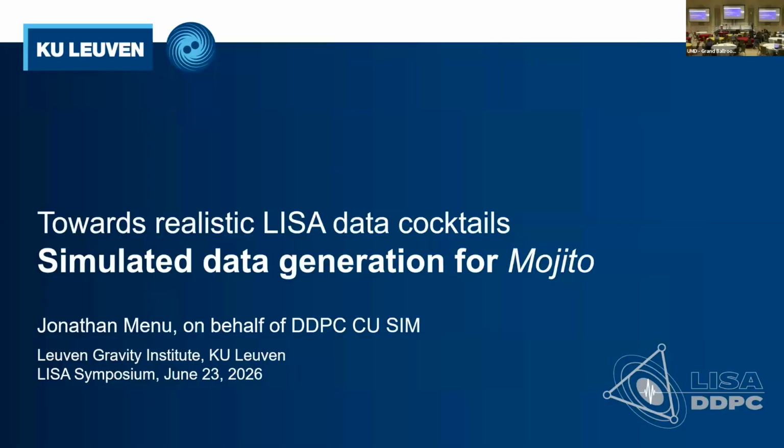All right, good. Thanks for the opportunity to talk remotely here today. My name is Jonathan. I'm going to talk about simulated data generation for Mojito. Mojito has been mentioned earlier in this session. It's the code name for the so-called common data set 1, which we're currently working on, and this is a product of the LISA DDPC. DDPC is an acronym you may have heard before, but let me position it a little more clearly for those of you who are maybe not fully aware.